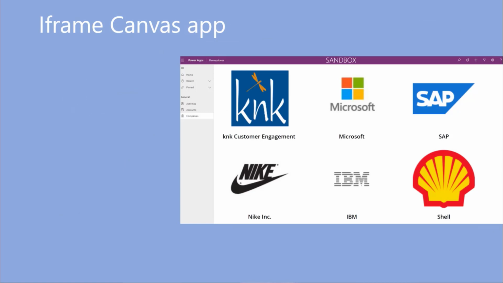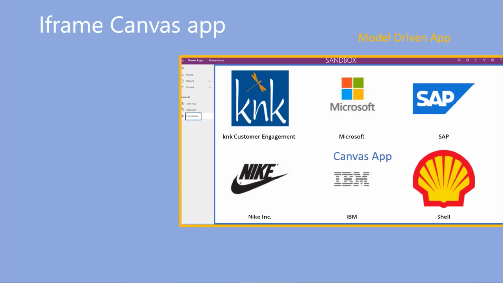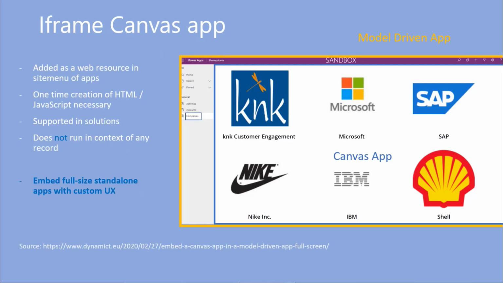Okay. Another case, I will go through this quickly. I will tell you why. Another one we often use in our projects is having a model-driven app again, and I want to have the Canvas app as a full screen app, and I want to have it in the navigation. This is doable. We can use a web resource, and you have to do a bit of HTML and JavaScript. It's also supported.